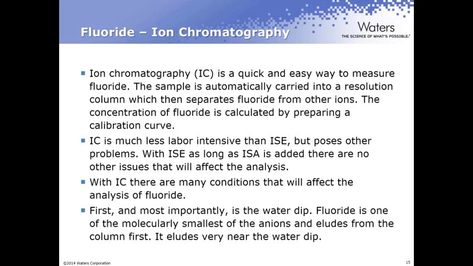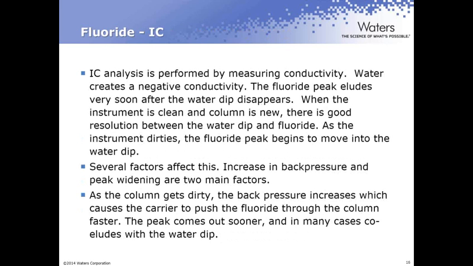First and most importantly, as anybody who's run ion chromatography knows, is the water dip. Fluoride is one of the smallest of the anions that you will run in ion chromatography. Because of that, it's the first anion that elutes from the column. And what happens is it elutes very near the water dip. So as your column gets a little bit dirty or the back pressure builds up, that fluoride peak will come closer and closer to the water dip.